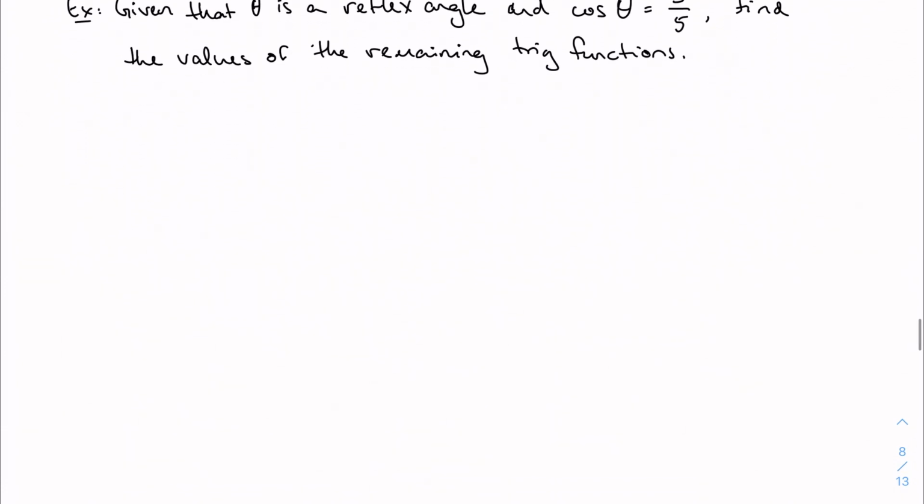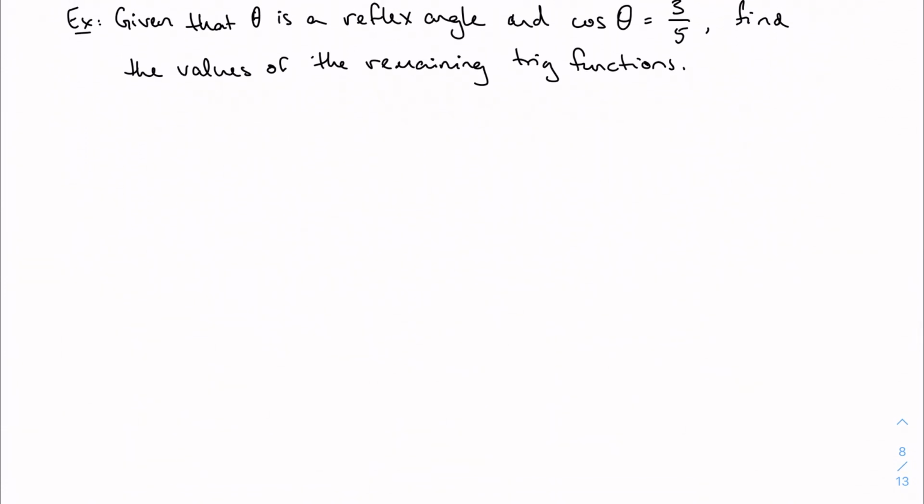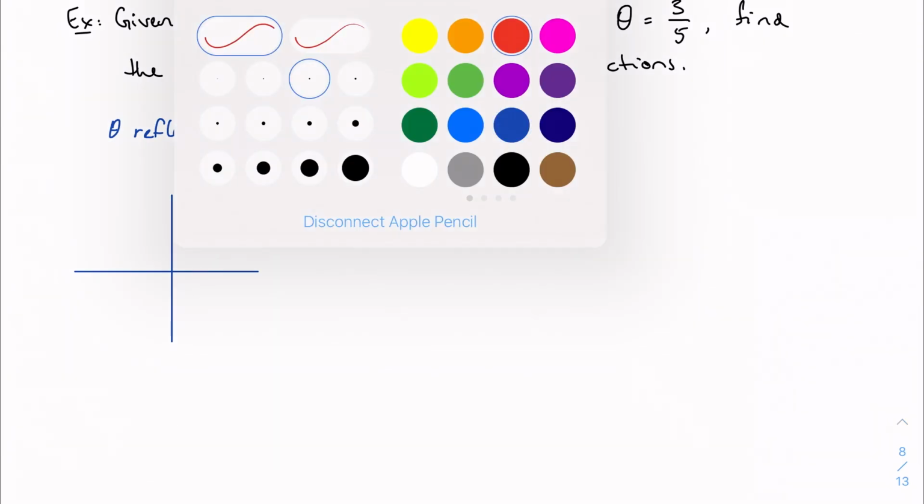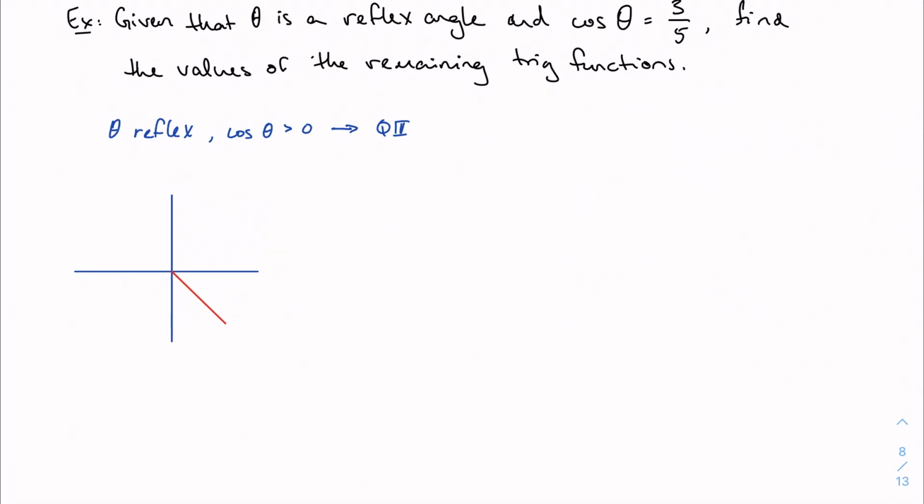For example, given that theta is a reflex angle and that cosine of theta is 3/5, find the values of the remaining trig functions. Well, we're going to attack this very much the way that we would attack this earlier, right? So we know that if theta is reflex, and cosine is very clearly positive, well, this puts us in quadrant 4, which will be helpful later. So I like to sketch it out just to have it as a reference. So my angle is going to be out here somewhere.